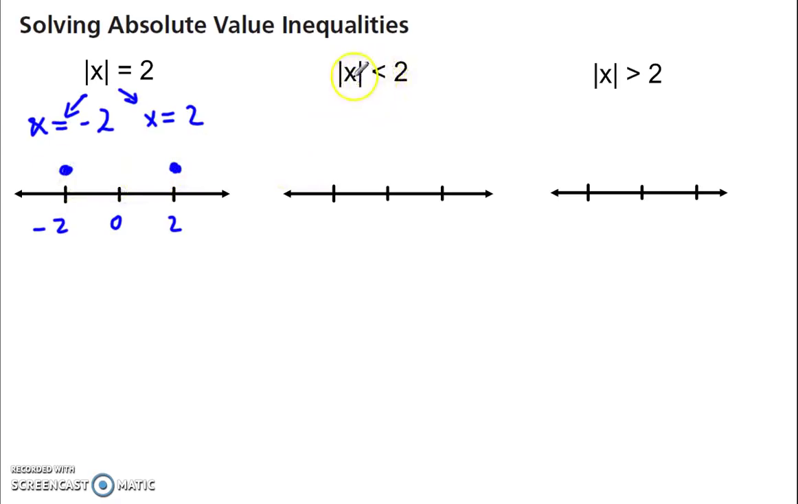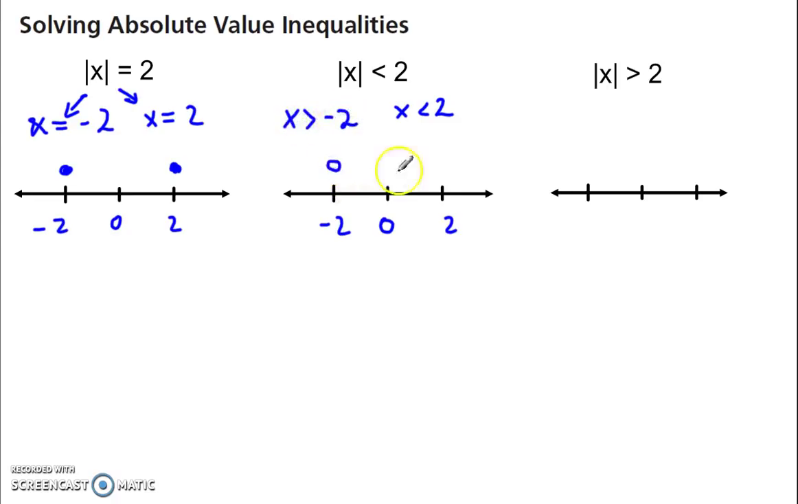Now, it says the absolute value is less than 2. So again, I'd have to solve for two cases. Either the positive case, where we just drop the absolute value bars, x is less than 2, or the other case, where we have negative 2. Now, if we have the negative, we have to flip this around, because we changed this sign here to a negative. It's like we're multiplying by a negative. We have to flip that sign. X is greater than negative 2.